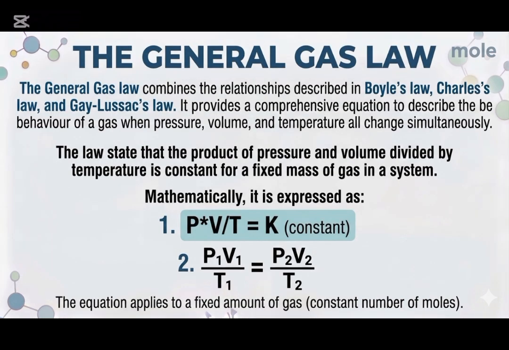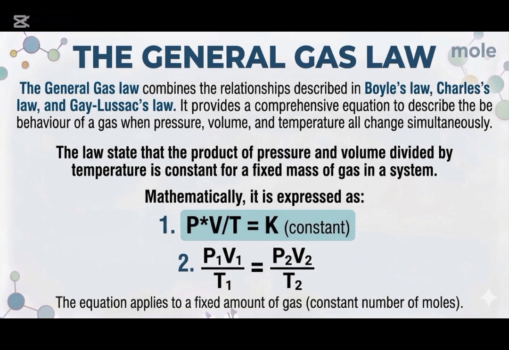Moving on to the next law, the general gas law. The general gas law combines the relationships described in Boyle's law, Charles's law, and Gay-Lussac's law. It provides a comprehensive equation to describe the behavior of a gas when pressure, volume, and temperature all change simultaneously. Now, the law states that the product of pressure and volume divided by temperature is constant for a fixed mass of gas in a system.